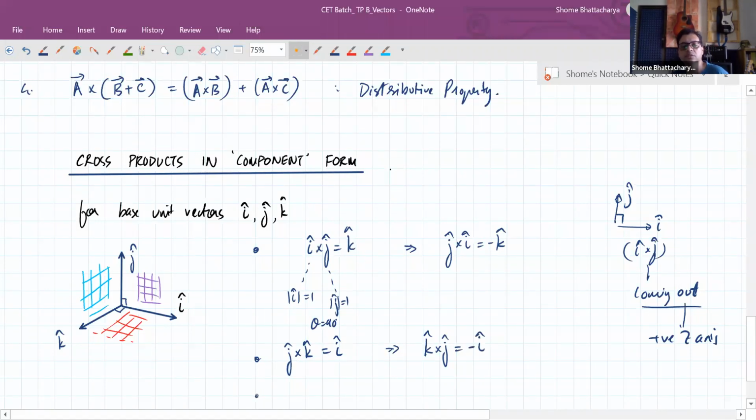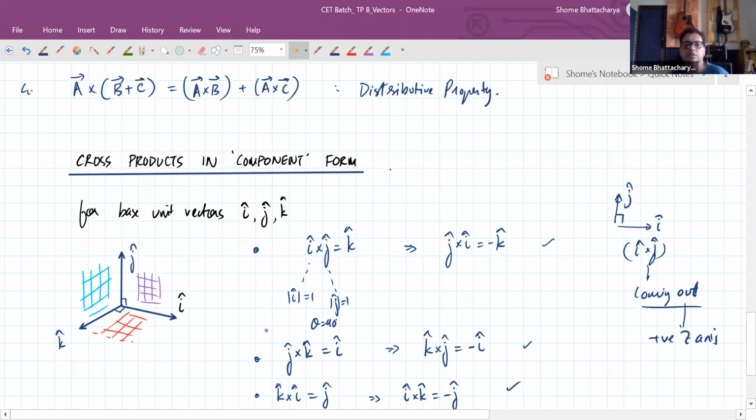And likewise the third one, if you take k cap cross i cap, so again place your thumb along the z axis and your fingers along the x axis. So you have to place it like this, and you will see your palm is pointing upwards. Now upwards is nothing but the y axis. So this becomes positive of j cap. So the inverse of that, that is i cross k, should become minus of j cap. So these three sets are the important sets for cross product.